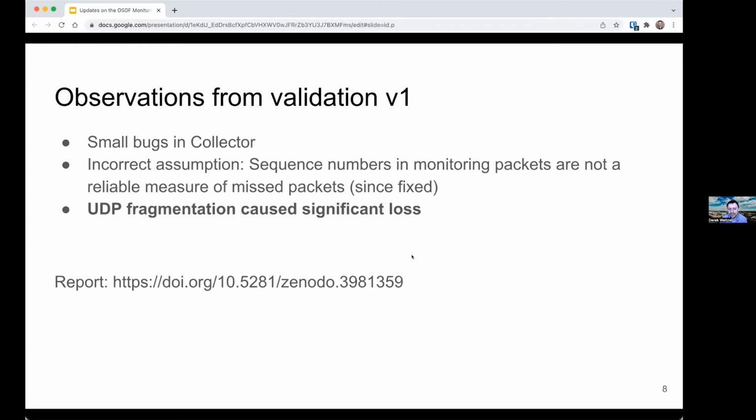So from our first validation, we found a few bugs in the collector. For example, we had an incorrect assumption that the sequence numbers in the monitoring packets were a reliable measure of missed packets. They are not. We fixed it in XRootD so that they are once again a reliable measure of missed packets. But the larger issue was UDP fragmentation. The XRootD servers were sending out very large UDP packets, and UDP fragmentation was causing significant loss. UDP fragmentation happens when the UDP packet is larger than the MTU of a network, then that UDP packet will be split into multiple packets and then sent across the network.